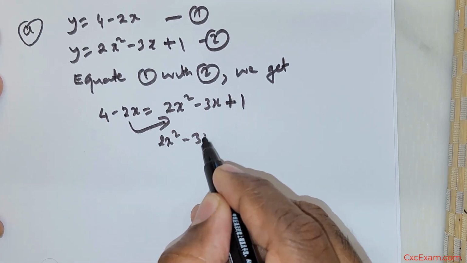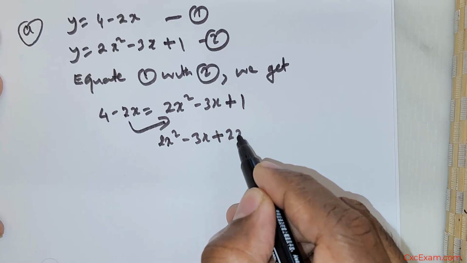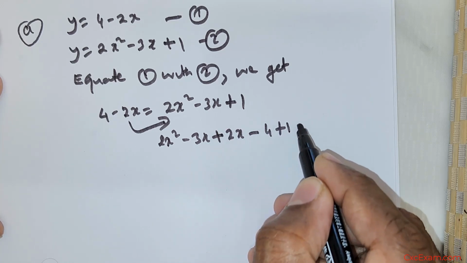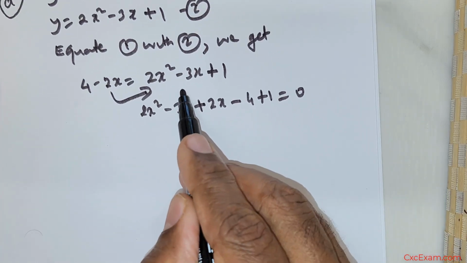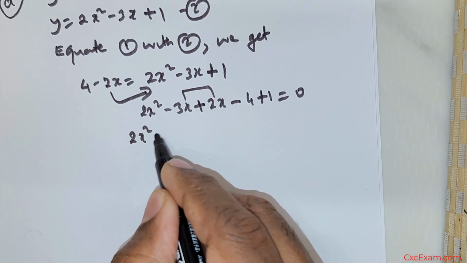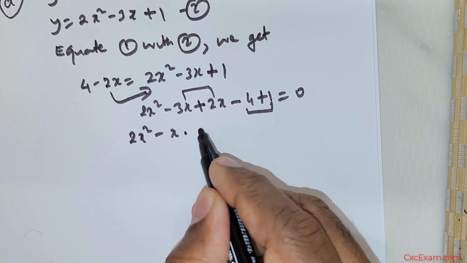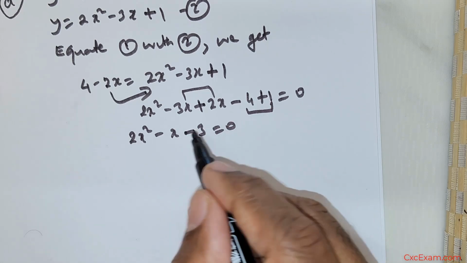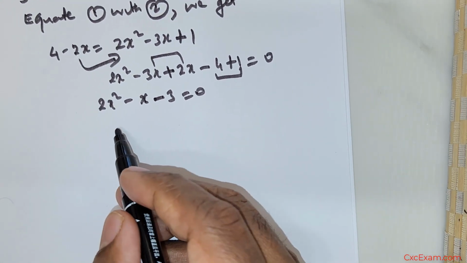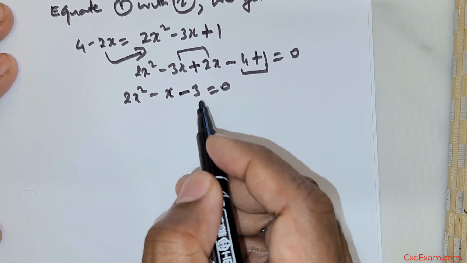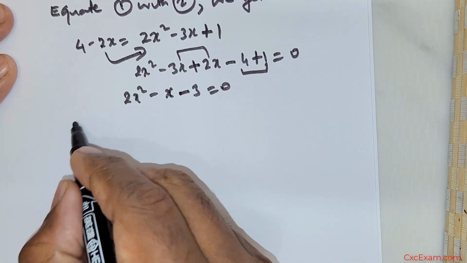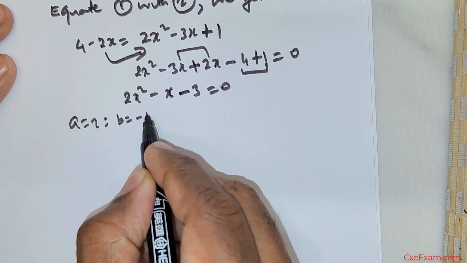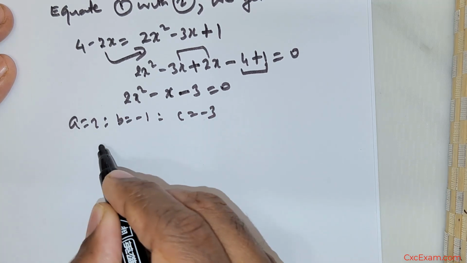So you have 2x squared negative 3x positive 2x negative 4 positive 1 is equal to 0. Add these two together, you get negative x. Add these two together, you have negative 3 is equal to 0. Now I would utilize quadratic formula. So a is equal to 2, b is equal to negative 1, c is equal to negative 3.